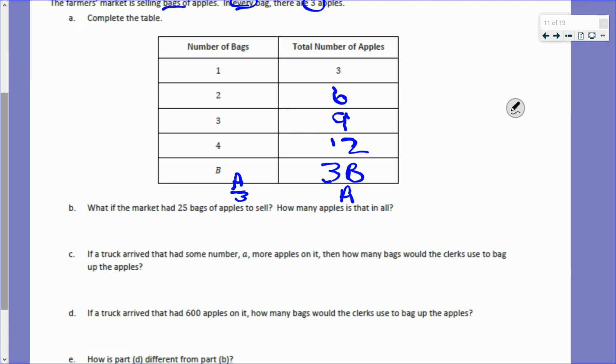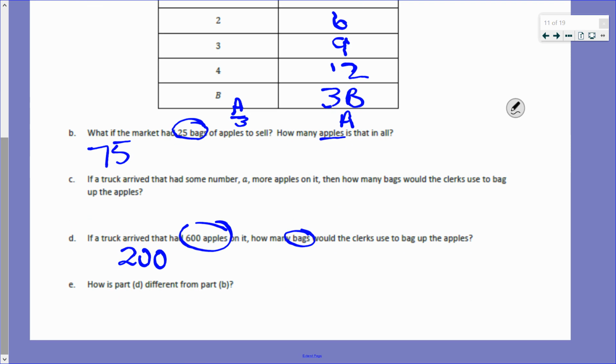So I can now use that information. If I had 25 bags of apples to sell, how many apples is that? 25 times 3, or 75. What if I had 600 apples? How many bags would I need? Now I'm going the other way. Divide it by 3. 200. Make sense? What about C?